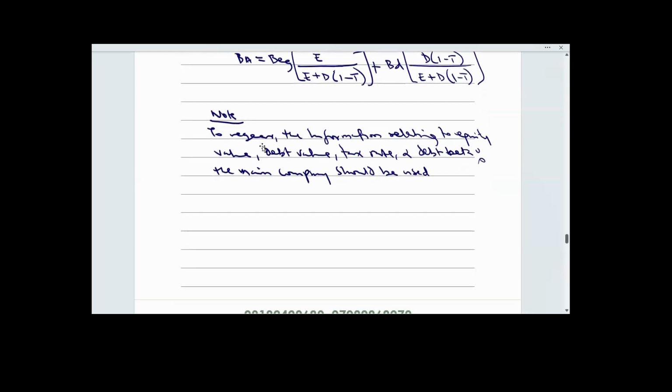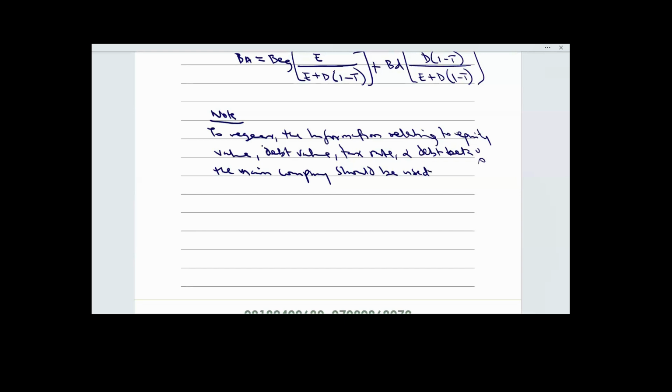At times the debt value may not be given to you. You may be the one to calculate the debt value and the equity value, the same way we calculated equity value and debt value under traditional WACC. You go and calculate market value of equity and market value of debt. So that will form the debt equity ratio or debt equity proportion of the company.